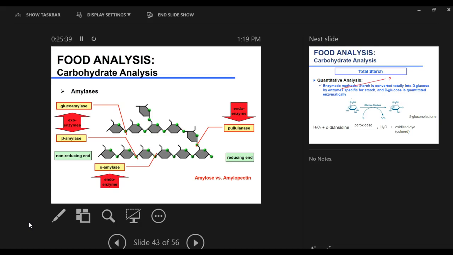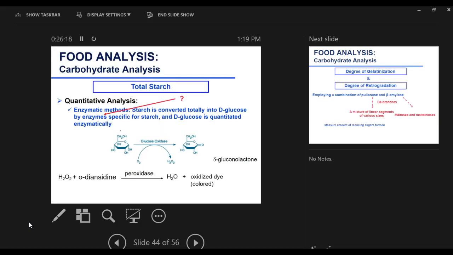So for starch determination, the kit that we usually buy to determine total starch would have mainly alpha amylase and glucoamylase. In our kit, the alpha amylase will chop up the starch into smaller chains, and then the glucoamylase will cleave 1 glucose unit at a time, so you end up with glucose.